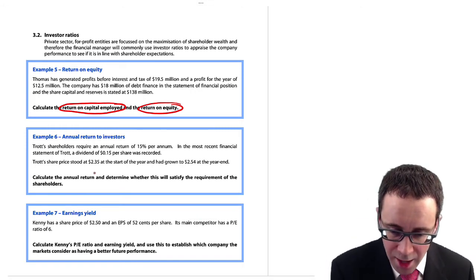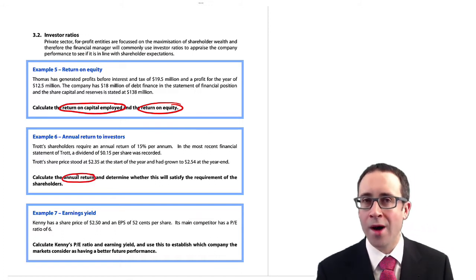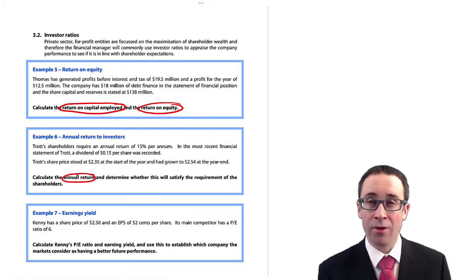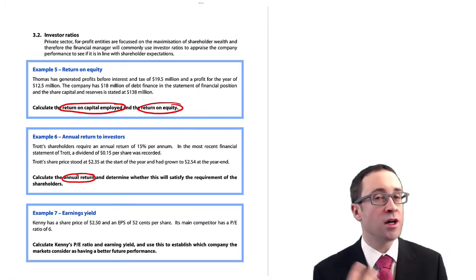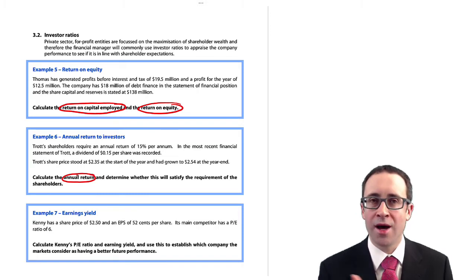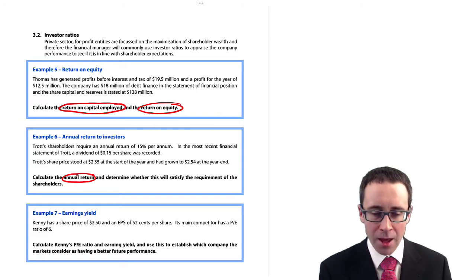So when we're looking at an annual return, where we're looking at a percentage increase in your wealth, that's what we mean by our annual return. We need to see whether or not it satisfies the requirement of our shareholders. So a little bit like what we mentioned in the previous video, it's not just about calculating and crunching the numbers, it's also about trying to apply that to a particular scenario to see whether or not we meet the set targets. And then the last one talks about earnings yield.